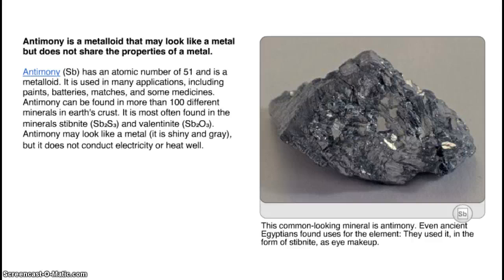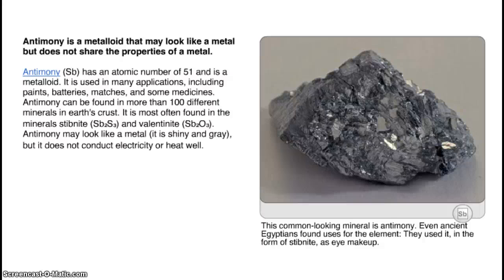Antimony. Antimony is a metalloid that may look like a metal but does not share the properties of metals. Antimony has an atomic number 51 and is a metalloid. It is used in many applications including paints, batteries, matches, and some medicines. Antimony can be found in more than 100 different minerals in Earth's crust.